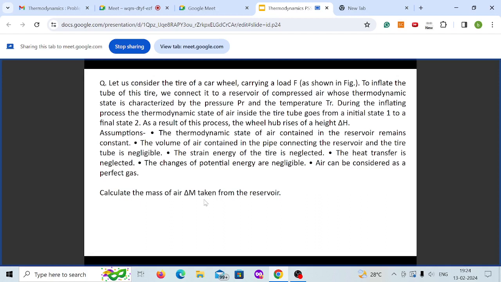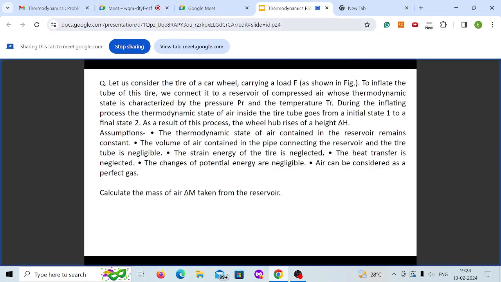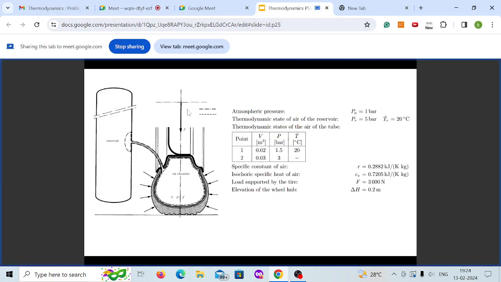Now we have a reservoir of compressed air. You want to fill air into your car tire, so it's a problem regarding that. You have a tire of the car wheel, and you are considering a single wheel. In that wheel you have a force or load F which is being applied. Sir, figure please. Yes, just at a glance, the figure is required. Okay, from the figure we will see.